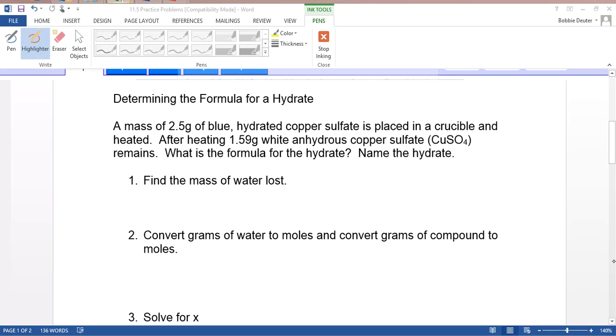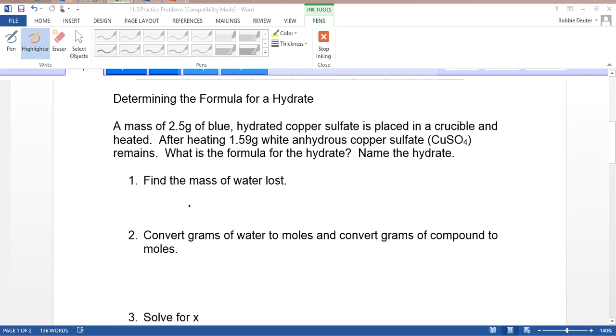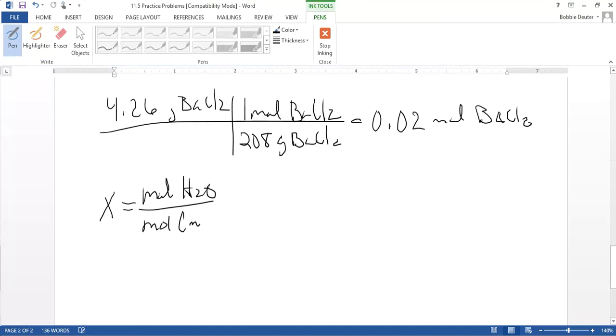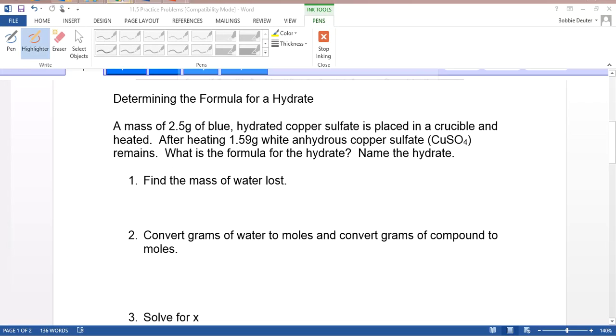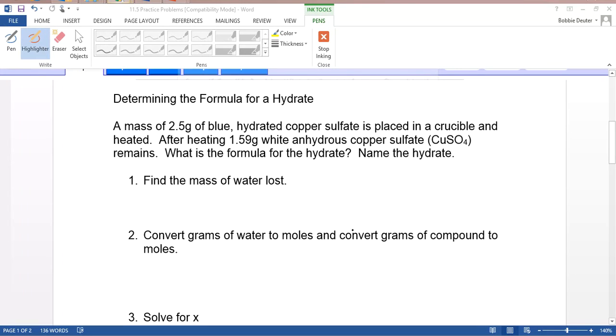Now, with your barium chloride, we're going to solve for X because we're trying to figure out what that hydrate is. So again, this is moles of H2O over your moles of your compound. If you want to write this little equation on your periodic table, feel free. So in this case, we have 0.04 moles of H2O over 0.02 moles of barium chloride, and you get a number of 2. There's no label for this, by the way, because you're going to put it into the equation.